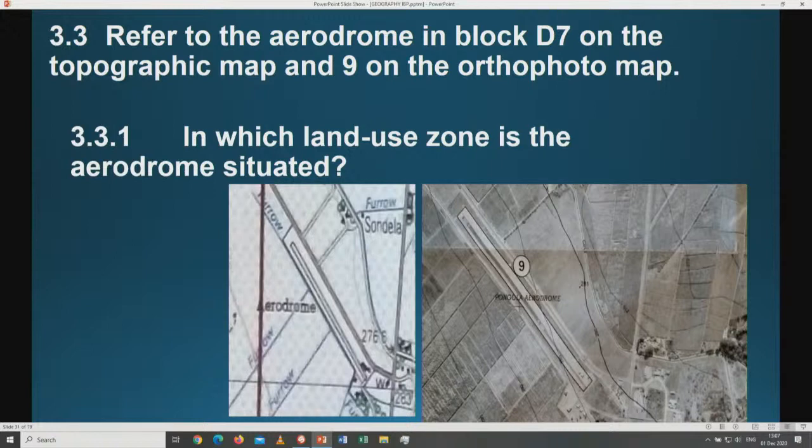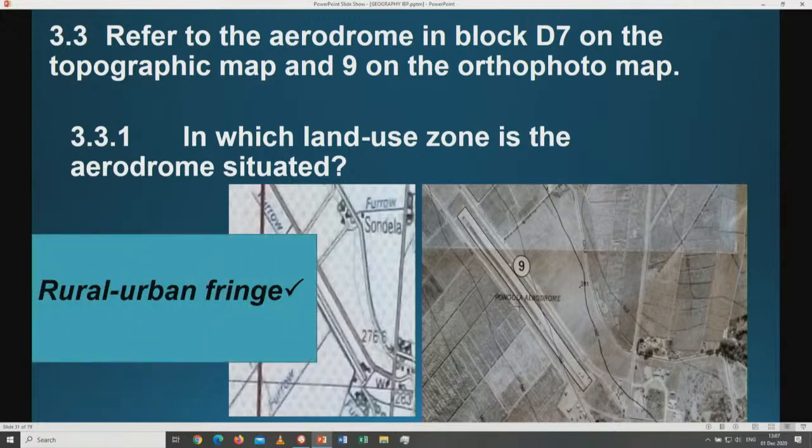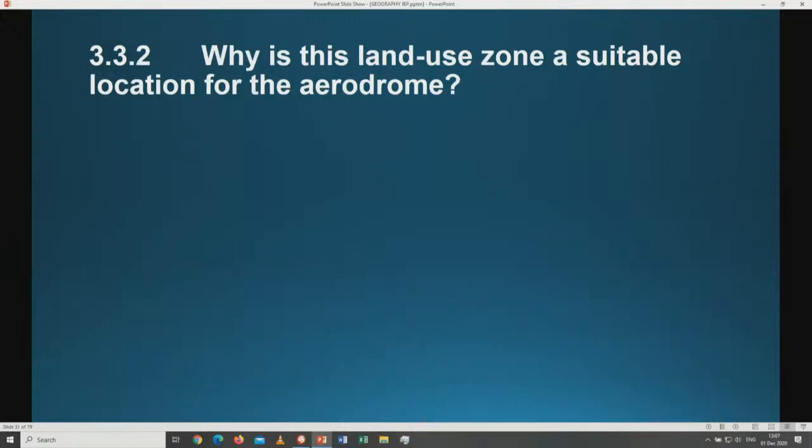The question says, which land use zone is the aerodrome situated? First of all, it is in a rural urban fringe, grade 12. It will be located in a rural urban fringe. The outskirt of the city, the transition between rural and urban, that is where you will find your aerodrome, your cemeteries, your recreational areas. Sometimes they are also located there in an open land. But what is the reason why it is situated there? Why is this land use zone a suitable location for the aerodrome?